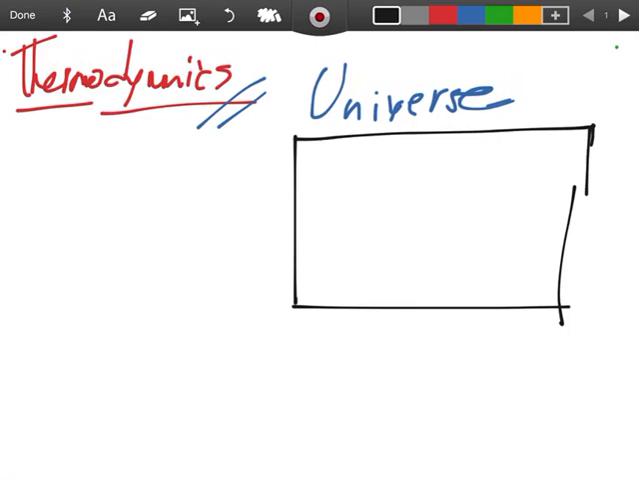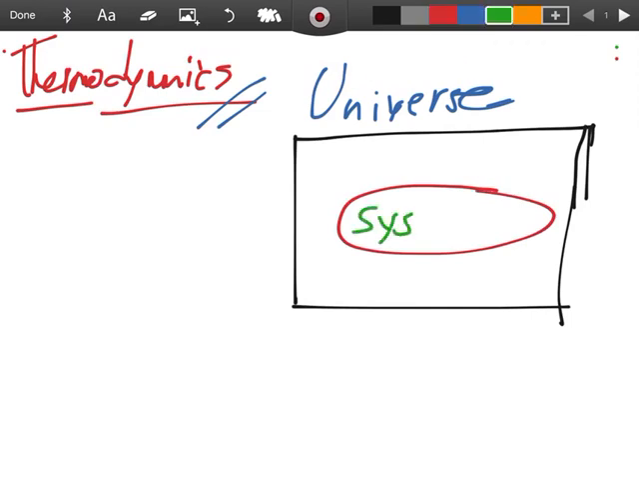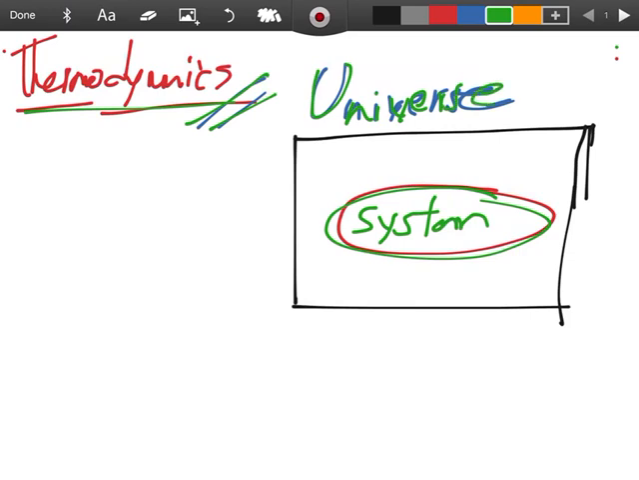So basically what I am going to do here is that I will set the limits of what I want to study. And the subject of study that I want to define right now is called the system. Okay, so when we talk about system in thermodynamics, actually what we're talking about is the fraction of what? Of the whole universe that I want to study.